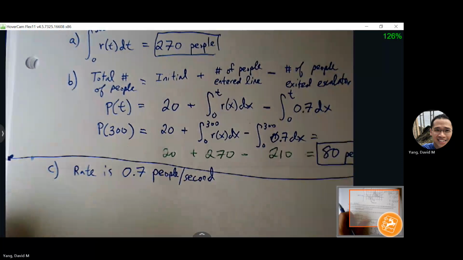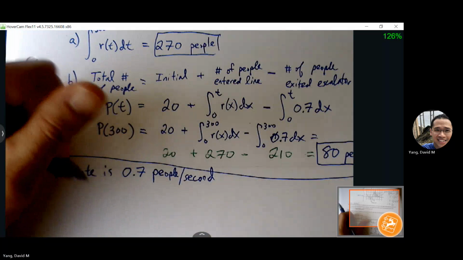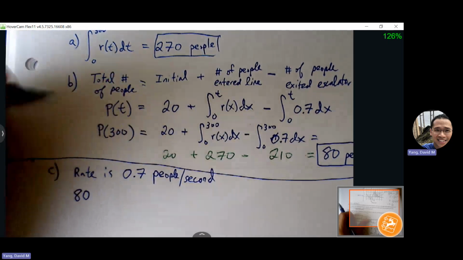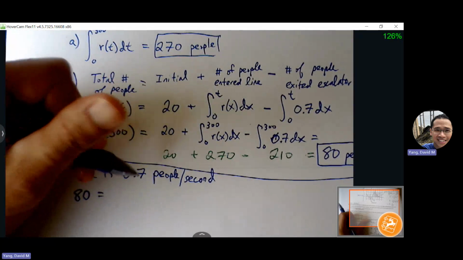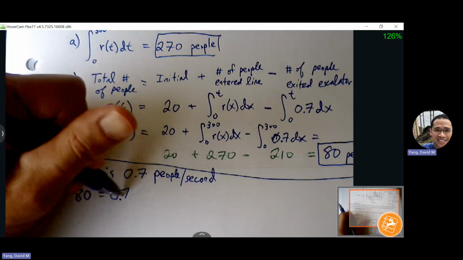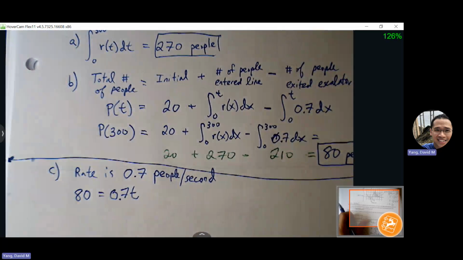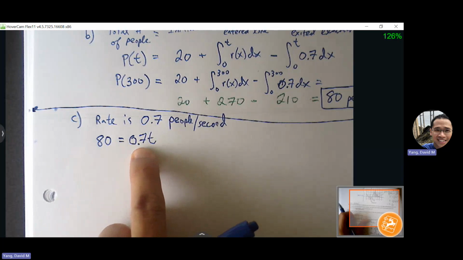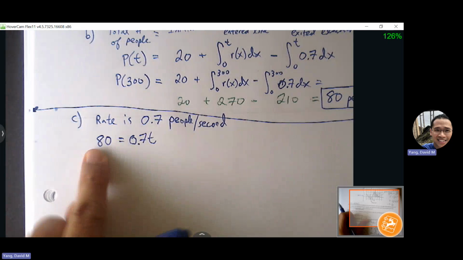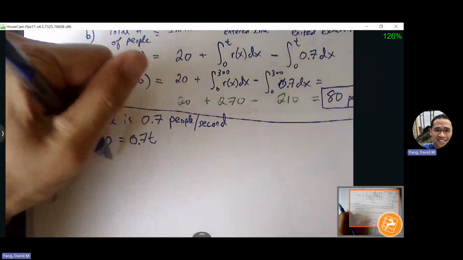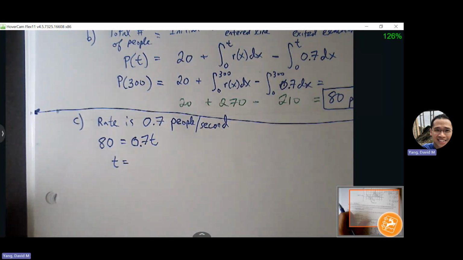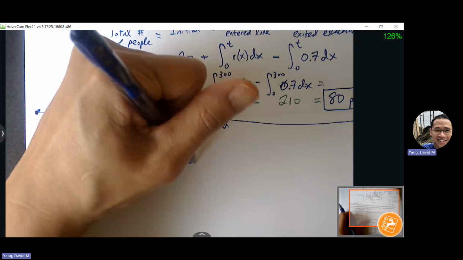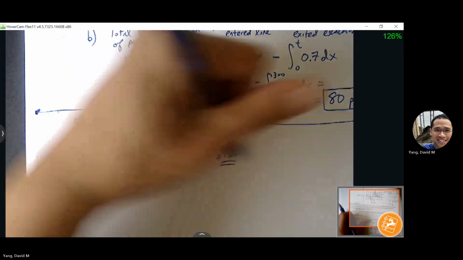So we want to figure out that 80 people. We know that 0.7 people per second. That means 0.7 people over a period of seconds. How long will it take for that period to actually reach 80? So if it's 0.7 people per second, and then we have 80 people to account for, how long will it take before that clears? So 80 divided by 0.7, we get 114.286 seconds after 300.